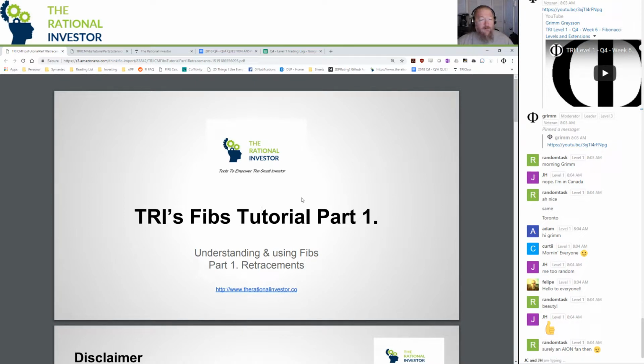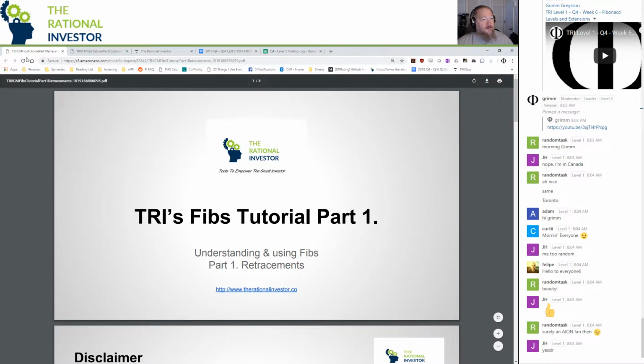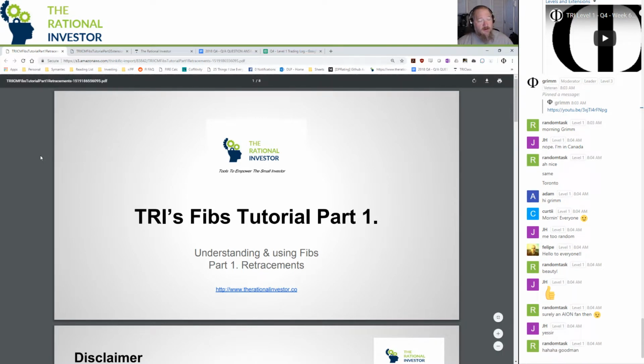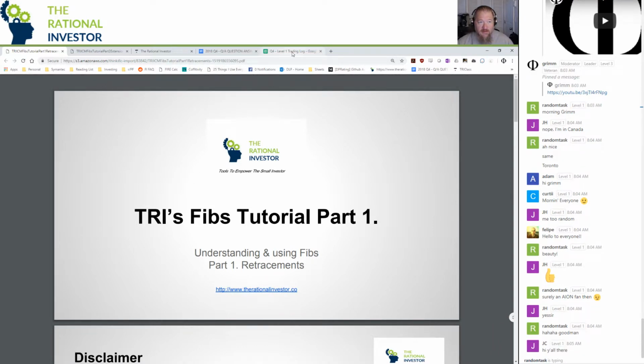So without further ado, what we're going to do is go through the two slide decks. There's one on retracements, one on extensions. Then we'll go through the quiz, the Q&A document, which so far is kind of short, but I'm sure you'll have more questions as we go through. And then I would really like to get into the trading log so we can look at some of the paper trades you guys have posted. All right.